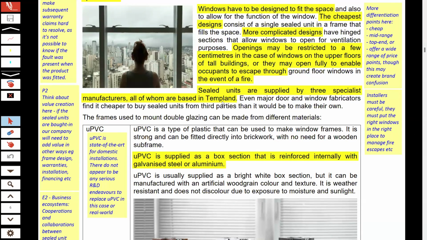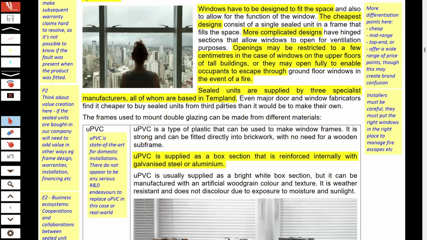The pros and cons of that. The costs of bringing in the sealed units, so the delivery of those, but also the cost of buying them. And it might be, we don't know the exact economy of Templand, but it might be that the manufacturing costs within Templand are quite high. It might have quite high staff costs in the economy. There might be high other overhead costs in Templand. So it might be that sourcing from these 3 specialist manufacturers actually is quite costly for Shinyglas. But obviously delivery costs are lower because they're located in the same country.